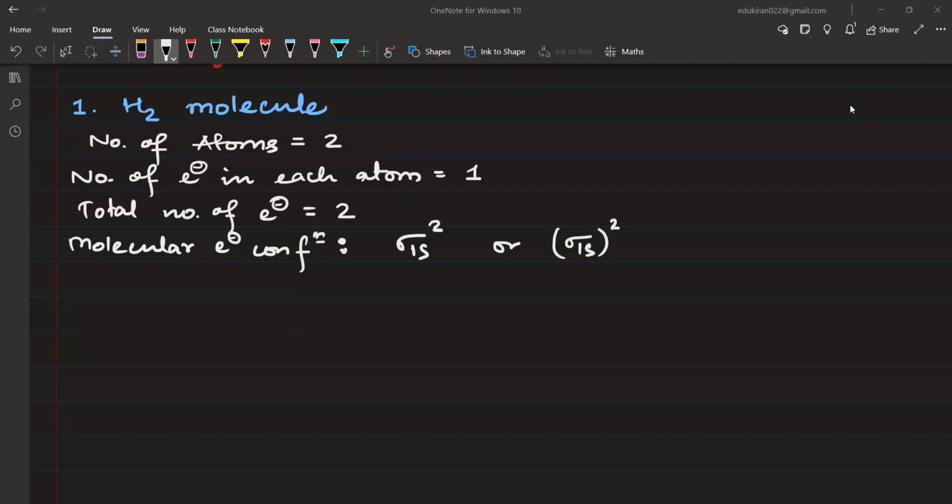Now the first thing that we have to do is find the number of bonding electrons. Nb is equal to how much? Both of these two electrons, are they in bonding or anti-bonding? Both of these are in anti-bonding or bonding? Say it quickly. Bonding. Bonding, right.